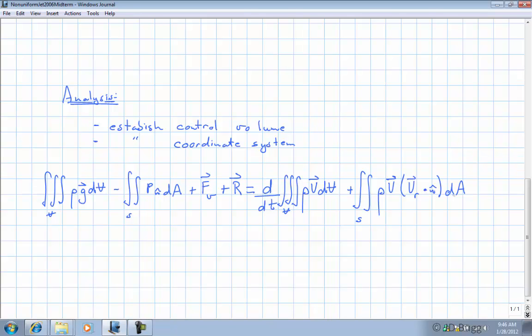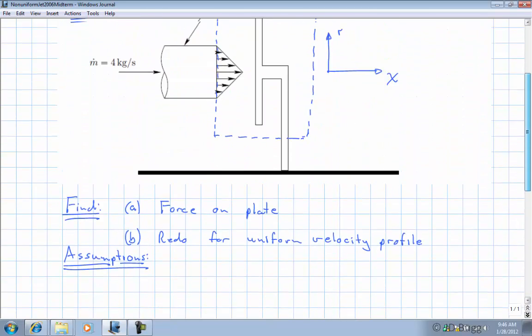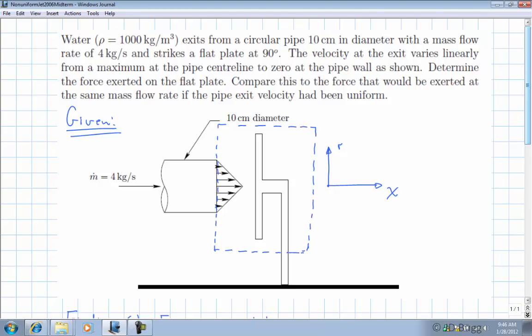So now we want to start thinking about all of the terms in that equation and how it applies to this problem. So the first one is the body force term. If we go back up to our problem statement and our diagram, that is the weight of everything inside of this control volume.